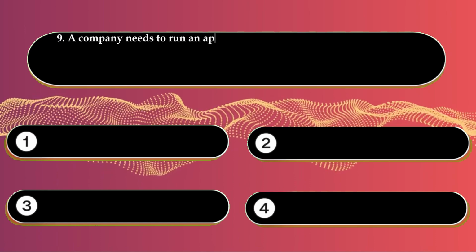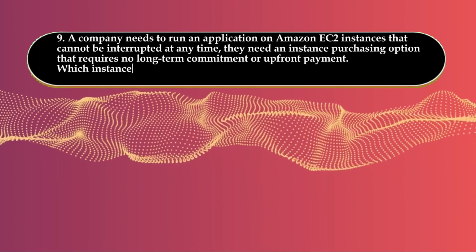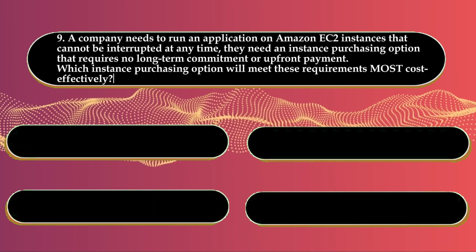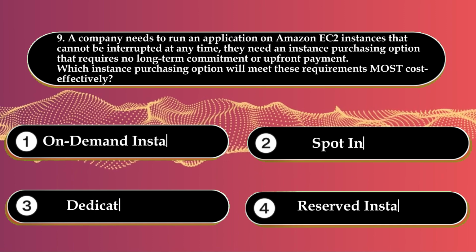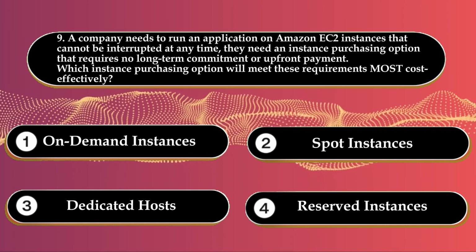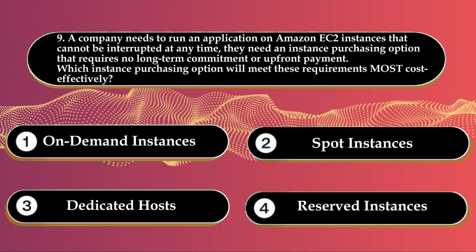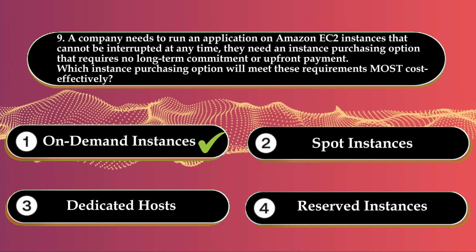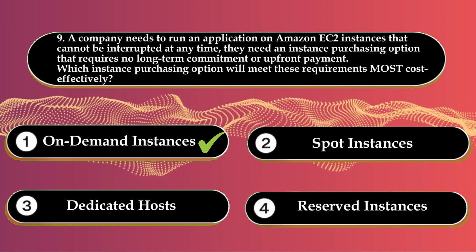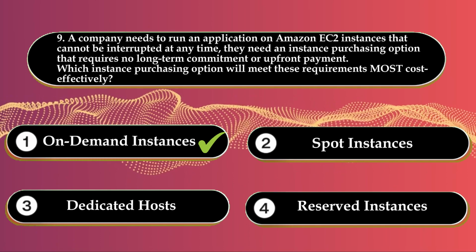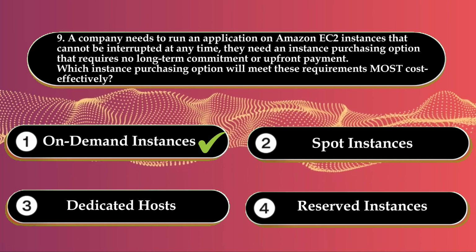9. A company needs to run an application on Amazon EC2 instances that cannot be interrupted at any time. They need an instance purchasing option that requires no long-term commitment or upfront payment. Which instance purchasing option will meet these requirements most cost-effectively? On-Demand Instances provide the flexibility of paying for compute capacity by the hour or second with no long-term commitment or upfront payment. They also ensure that the instances will not be interrupted, which is a critical requirement for the company's application.